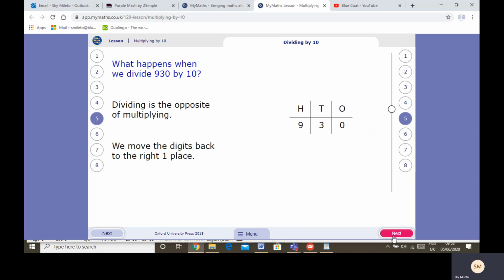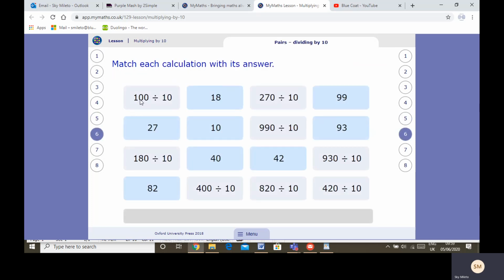But we can change this by dividing, by taking away the 0 and shifting the 9 into the tens and the 3 into the ones. Okay, we've shifted it backwards, just like when we times it. It's exactly the same. It's the opposite. Any multiplication, if you then divide, it gives you the answer you started with. So let's have a go.